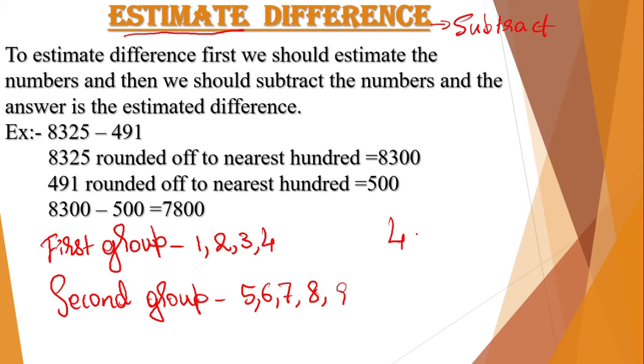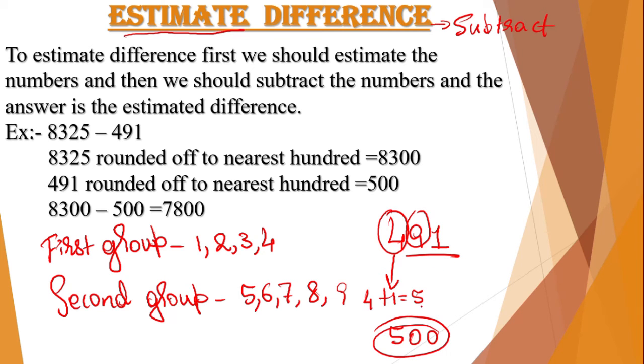So the next number is 491. Now we should circle 4 because it's in the hundreds place value. And we should circle 9 because it's next to 4. So we should check 9, which is the second circle digit. So 9, as you all can see, is in the second group. So if it's in the second group, we should add 1 to the first circle digit, which is 4. So 4 plus 1 is equal to 5. So 5 will come here and 9 and 1 will become 0. So our answer will be 500.